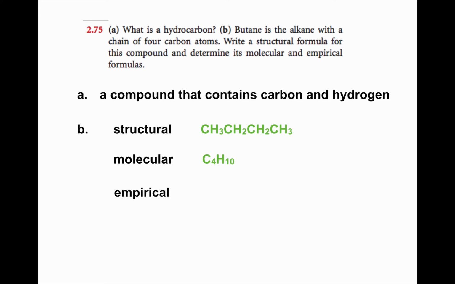So can we write this in lower multiples? Yeah, we could divide this by 2. So this would be the empirical formula, right? The smallest whole number ratio. So notice with molecules, the empirical formula, as we're going to find out, is a stepping stone to get to the molecular formula, the actual number of atoms. With ionic compounds, you just need the empirical formula, the smallest whole number ratio.